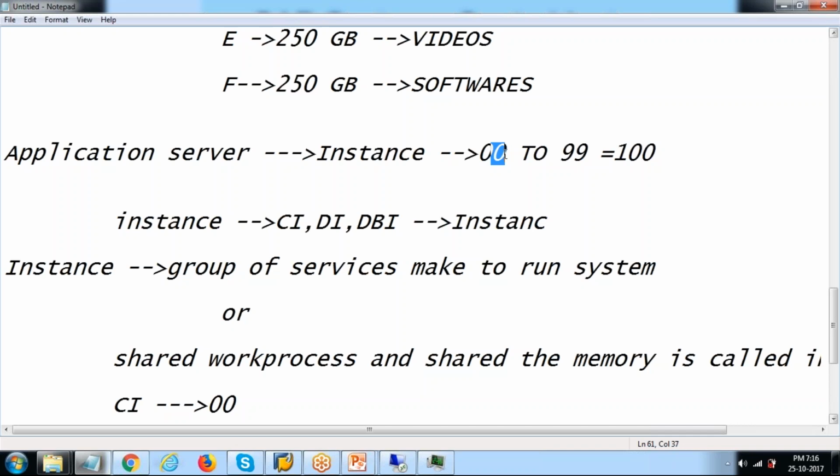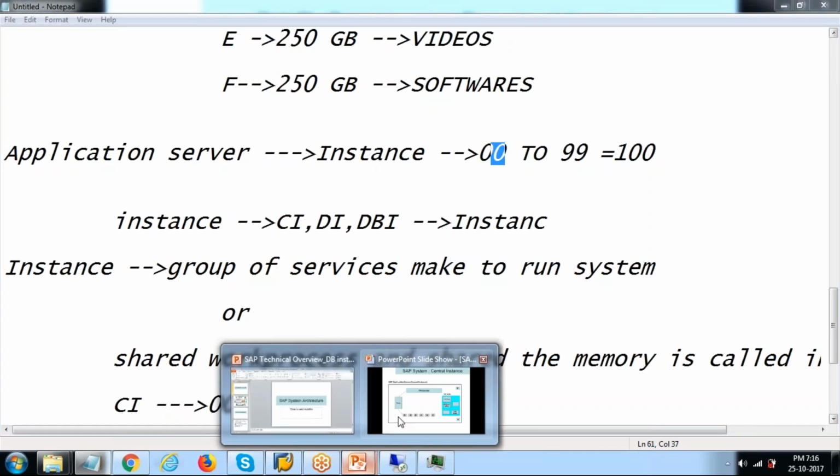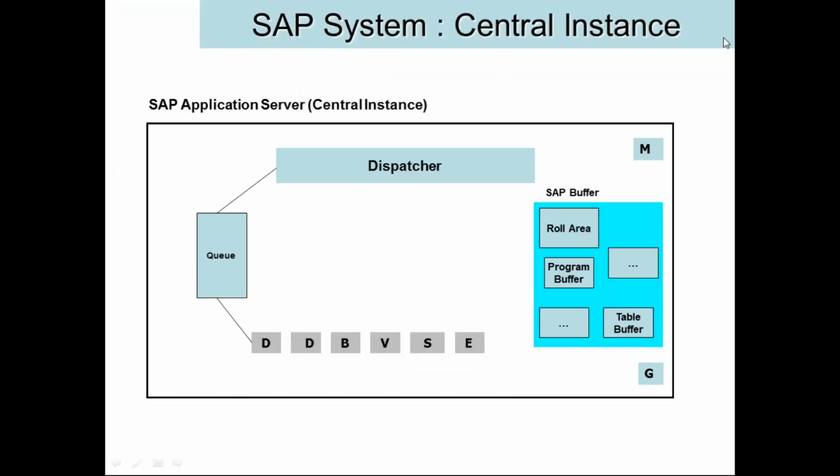Then you check whether the dialog instance is working perfectly or not, based on the work process. Now, how do you identify whether it is a central instance or a dialog instance? Look at the application server architecture diagram, which consists of a central instance.